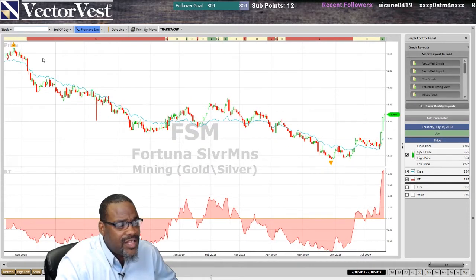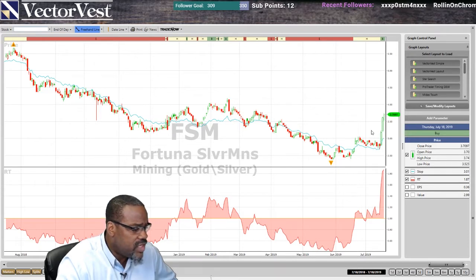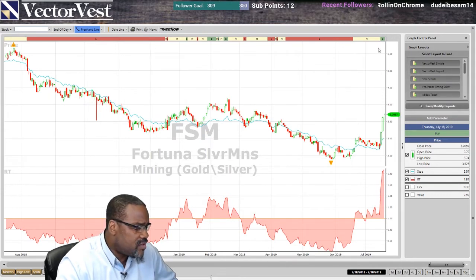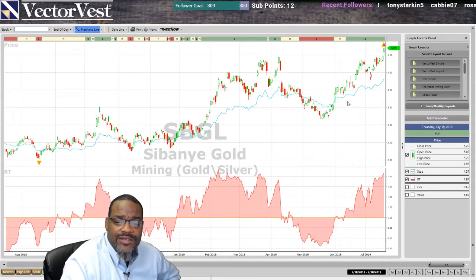What other stocks are in here? FSM. Notice that a lot of these stocks that have been in a downtrend and are now starting to move could be good early entries to keep running. Why? Because they have almost unlimited upside potential. Sibanye Gold, look at that, still running up.